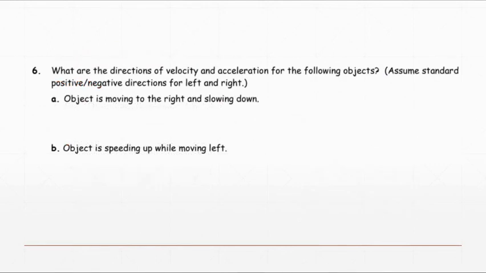So the very last question that we have for today is: what are the directions of velocity and acceleration for the following objects? Assume standard positive, negative directions for left and right. An object is moving to the right. So if it's moving to the right, velocity is positive. If it's slowing down, that means acceleration is opposite. So therefore, acceleration is negative.